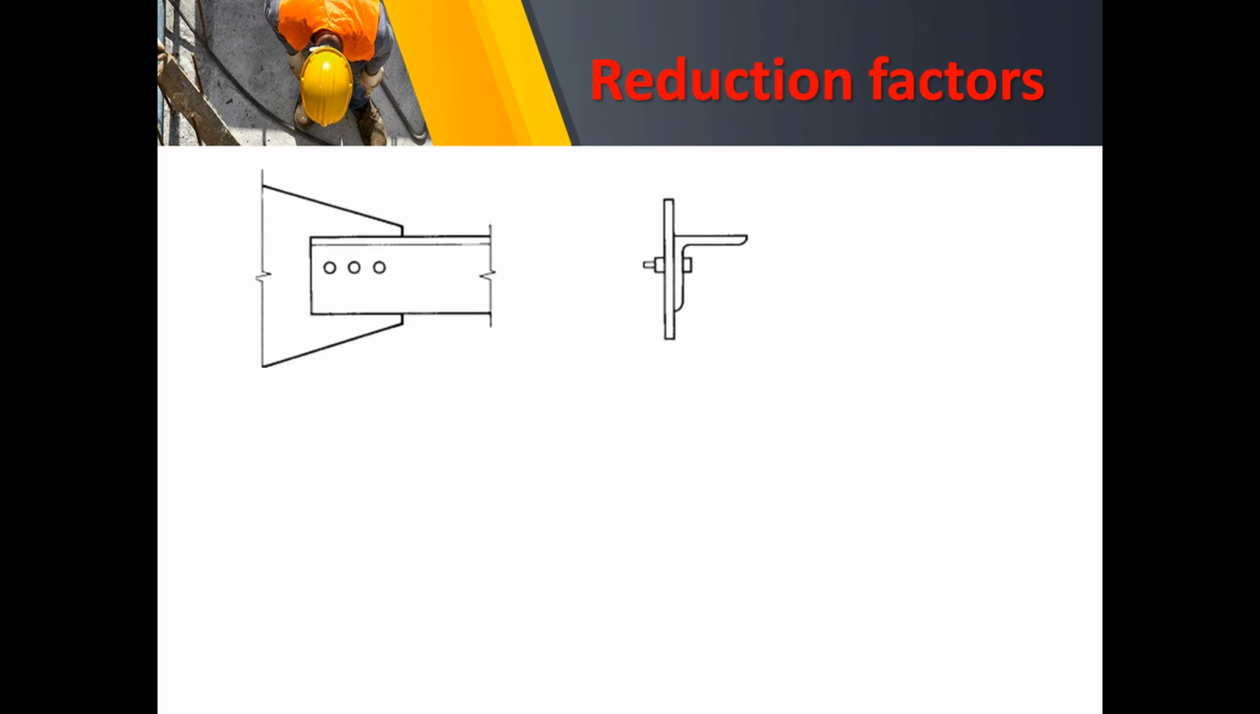So here's an example of shear lag, wherein, as you can see, not all the member elements are fastened to the plate. The reduction factor for a bolted connection is given by the equation: the effective area is equal to the net area times this reduction factor U. We have witnessed that in our previous session.